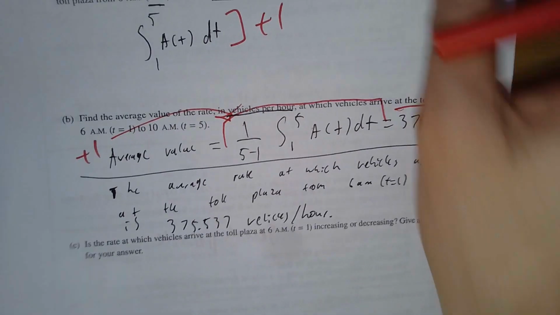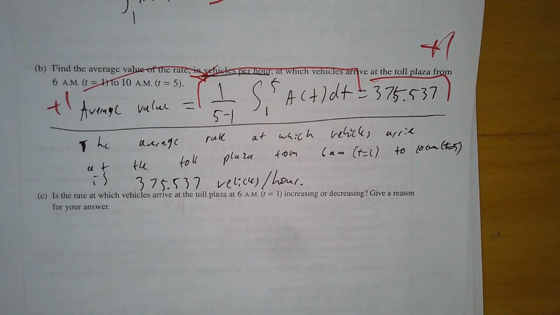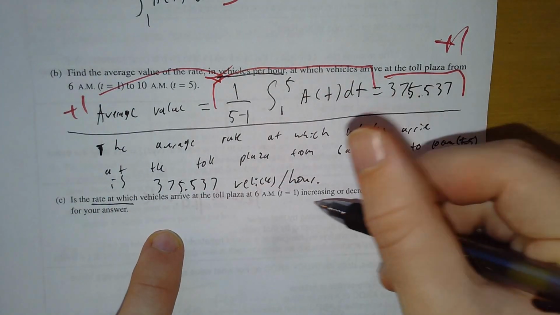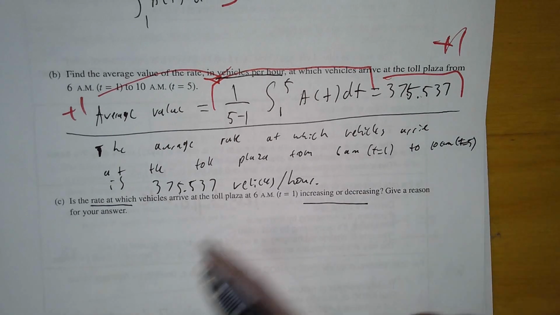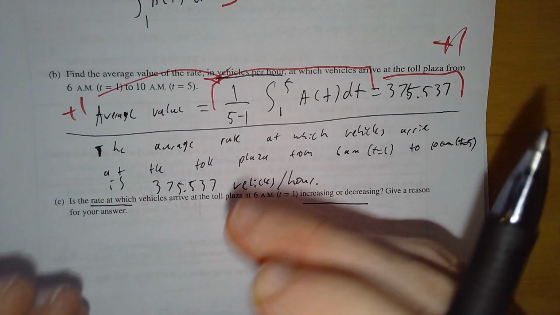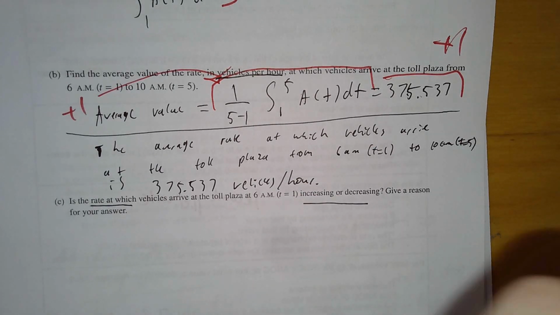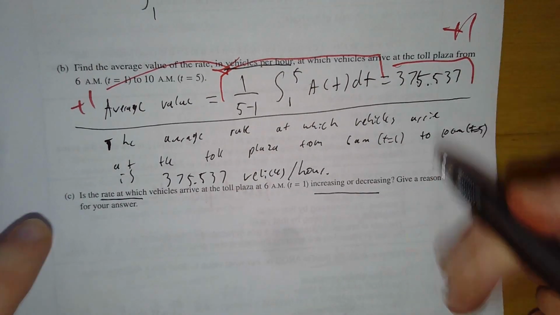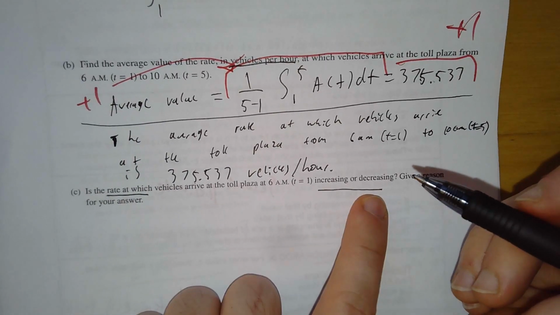Okay, C. Is the rate at which vehicles arrive in the toll plaza increasing or decreasing? You gotta just read the question really, really carefully. Is the rate increasing or decreasing? Not are there more cars going in than going out, right? It's not about how many cars are going in. It's about are the amount of cars going in increasing or decreasing, right? Think of it that way.